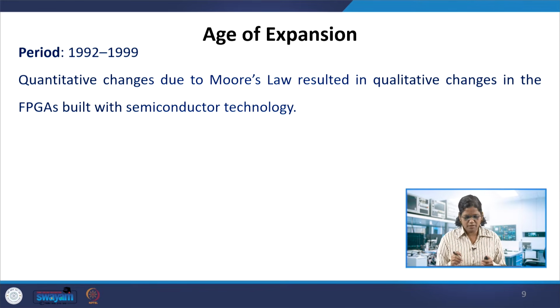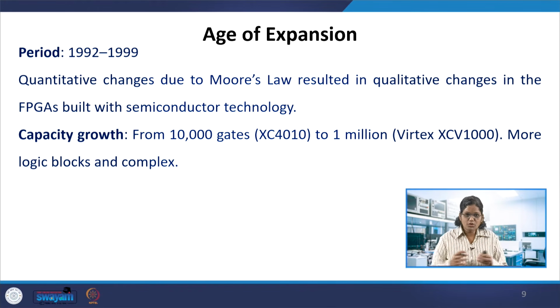So during that time, when leading technology was not available to the FPGA architects, instead of going for the invention age, they were focusing more on expansion of the developed FPGAs. The expansion means adding more LUTs, more logic blocks or more gates. The LUTs were growing in the FPGAs during this period. So that's why this is expansion.